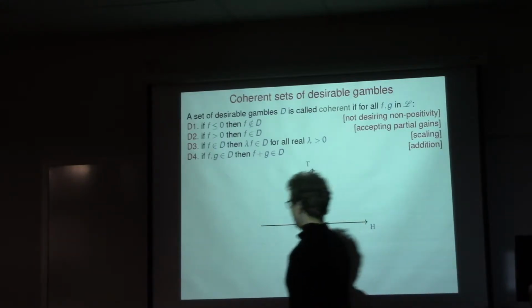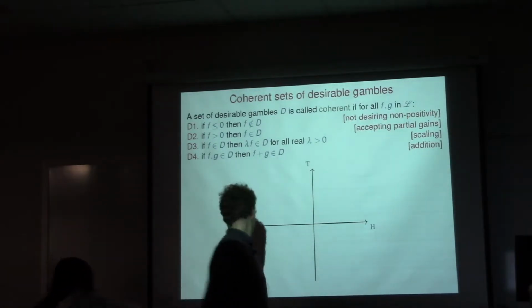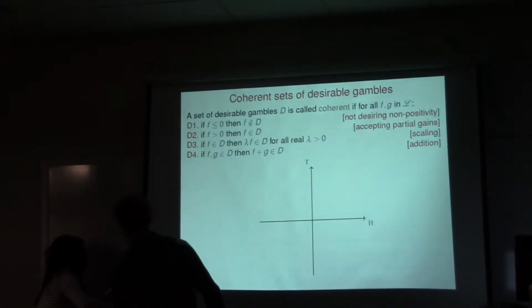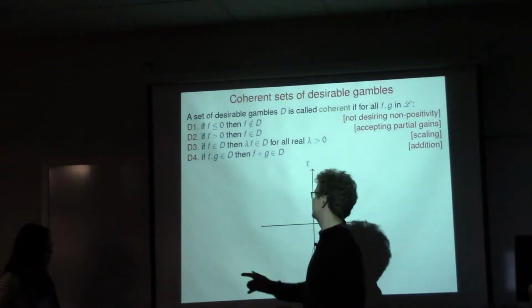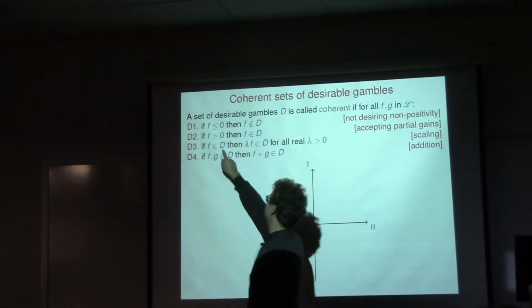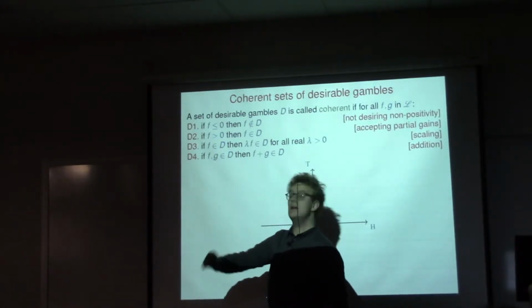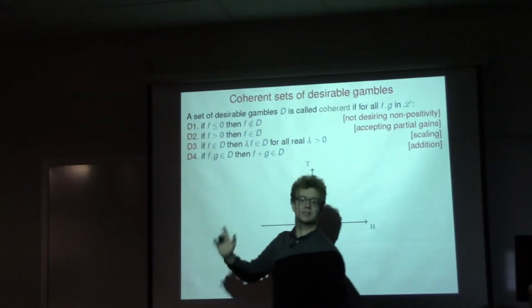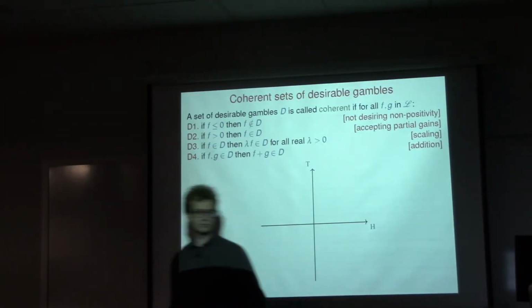Maybe it will help if I write it down on the whiteboard. Is this just to say that if f is less than 0, every component is 0 or less? And this means that every component is 0 or more, and there's at least one component which is strictly greater than 0. Yes.